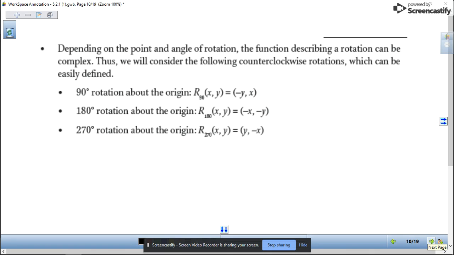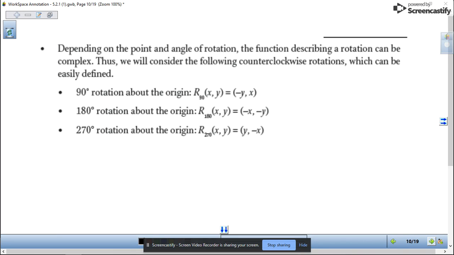All right, so depending on the point and angle of rotation, the function describing the rotation can be complex. Thus, we will consider the following counterclockwise rotations, which can be easily defined. A 90-degree rotation around the origin, 180-degree rotation, and 270. These are counterclockwise. These rules do not work if you're trying to go clockwise. They change. They're different. We can talk about how they're different in another video or in class sometime. But for now, we just want to focus on these counterclockwise. And in your Walsh practice, if it says a rotation of 90 degrees, it's talking about counterclockwise.